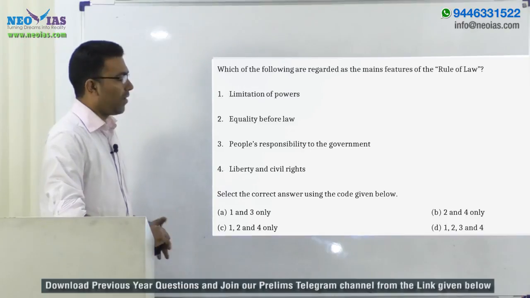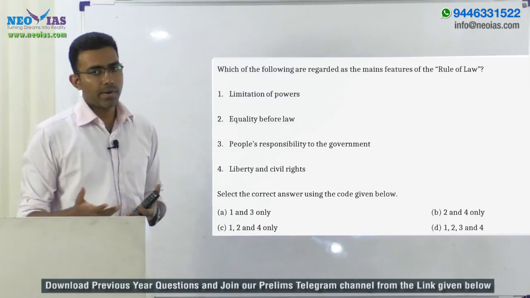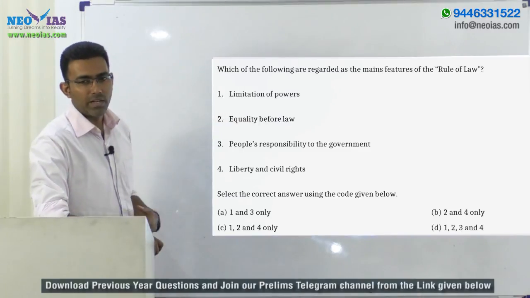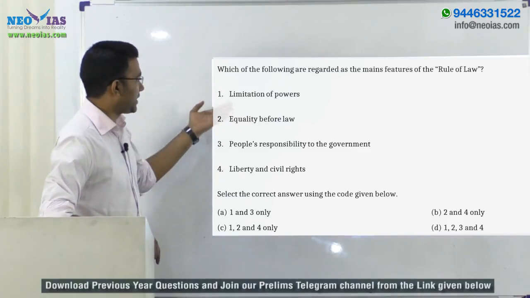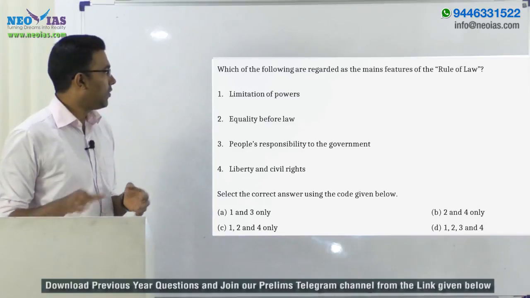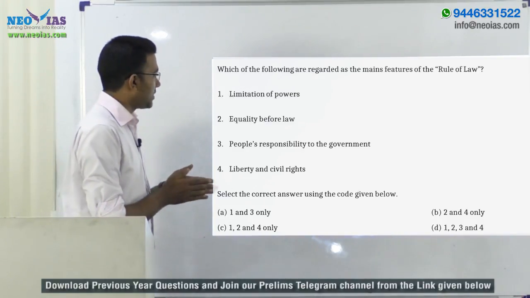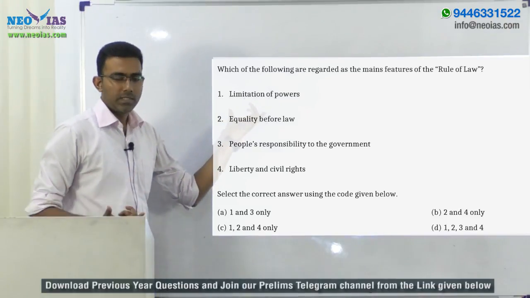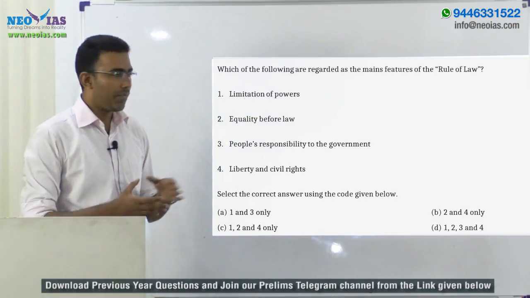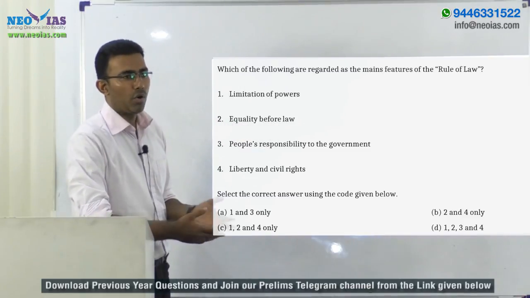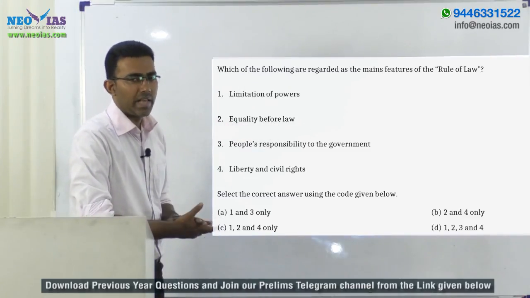Now, regarding the rule of law, we had discussed it in our classes. It's a very simple question. It is asking which of the following are regarded as the main features of the rule of law. First statement, limitation of power. Again, if you don't know the first statement, just ignore it. Second one, equality before law. Again, for the rule of law, the second statement has to be correct.